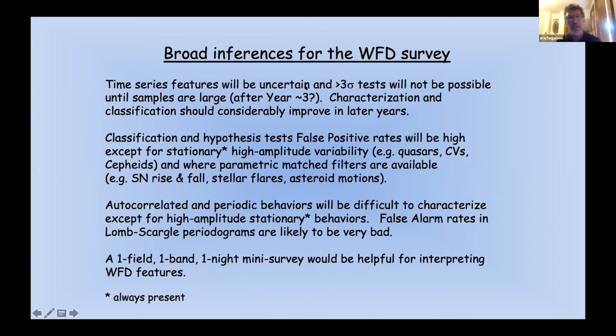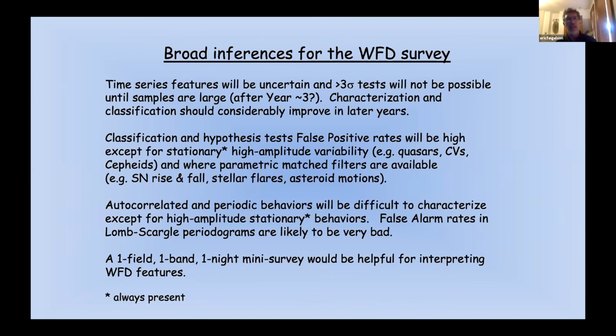Time series features will be uncertain, and forget about 3 sigma tests, which are tails of distributions. I mean, you'll just forget about it for years. You don't have enough data to know what's going on in the tails of your distributions. I mean, you can arithmetically calculate it, but they're not stable. So characterization and classification should improve with the later years, but will be very wobbly.